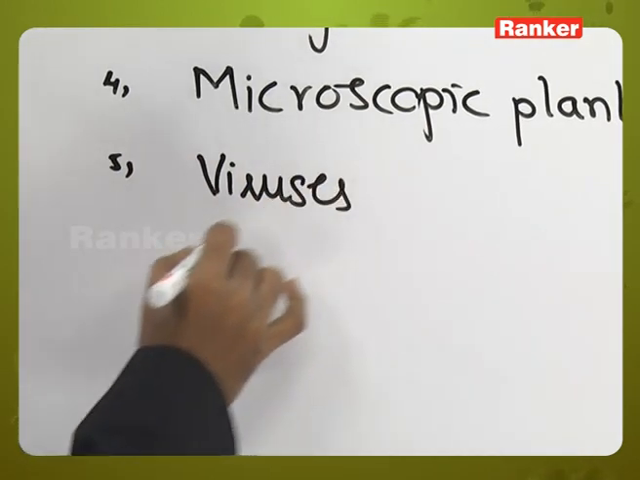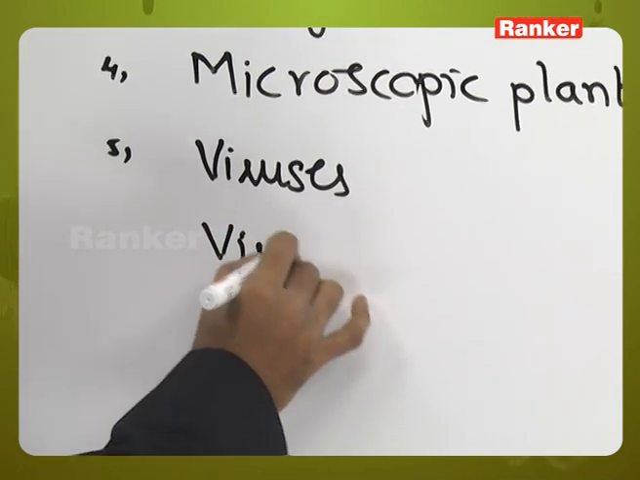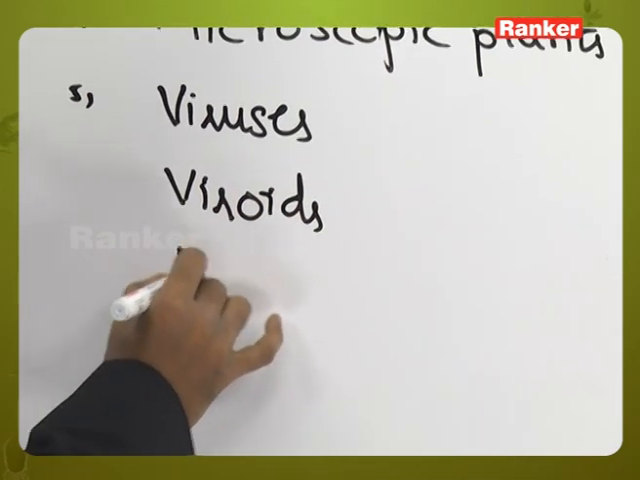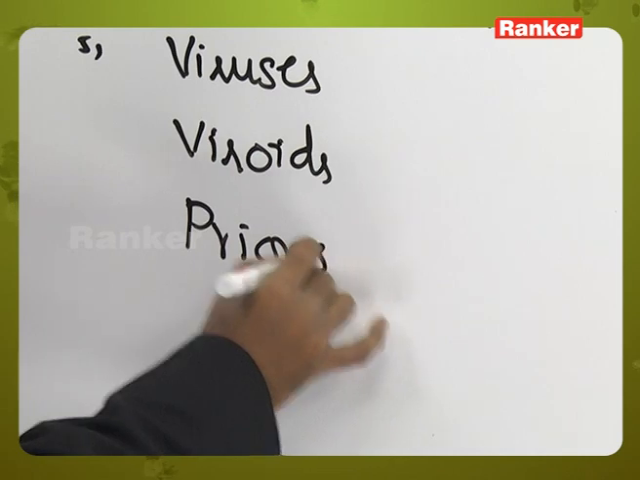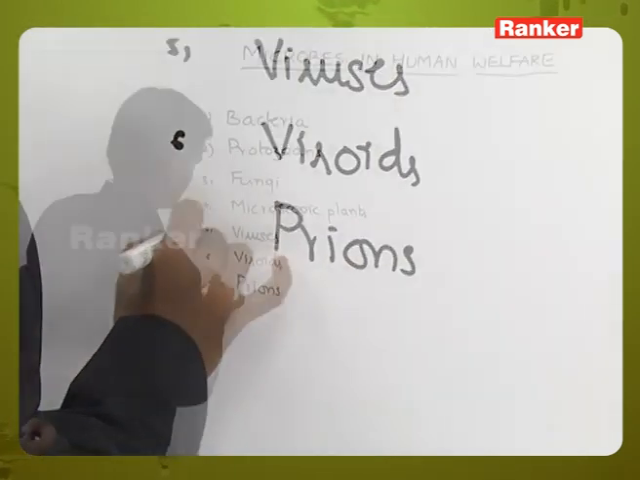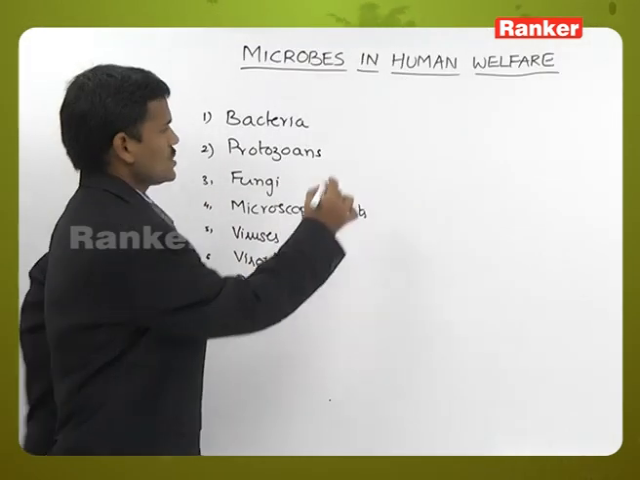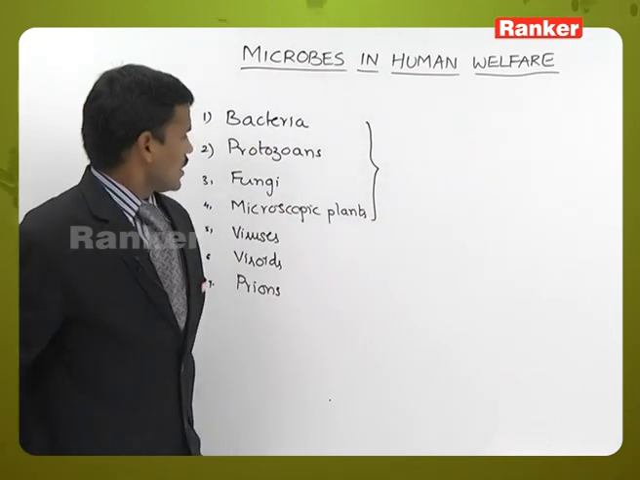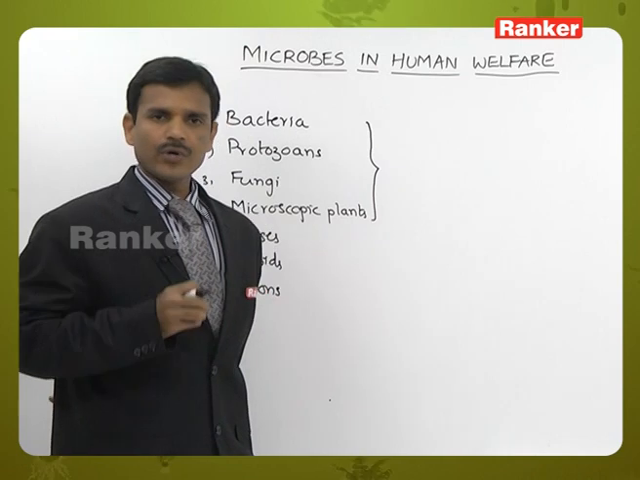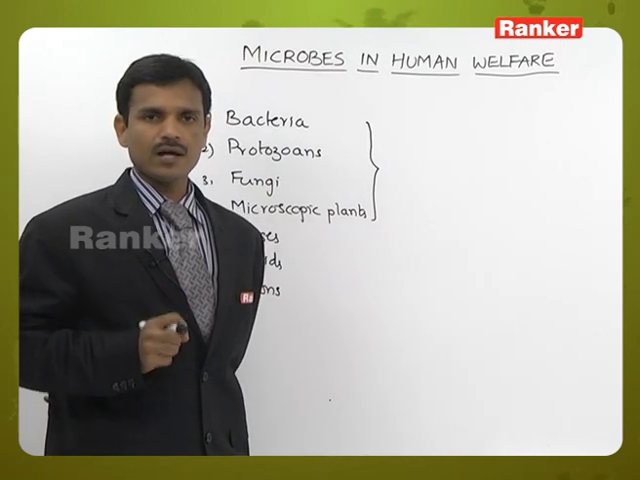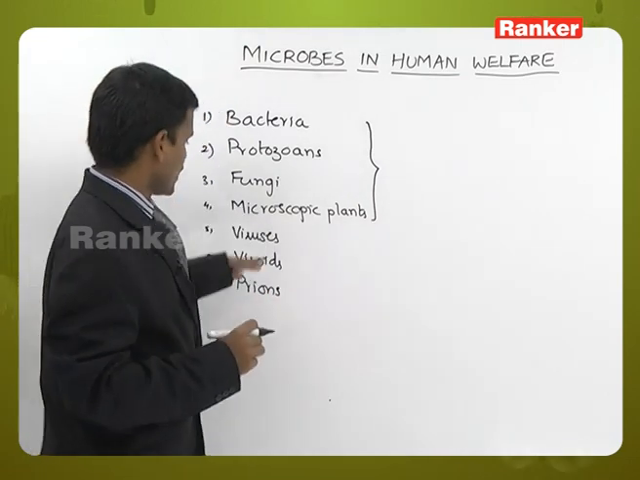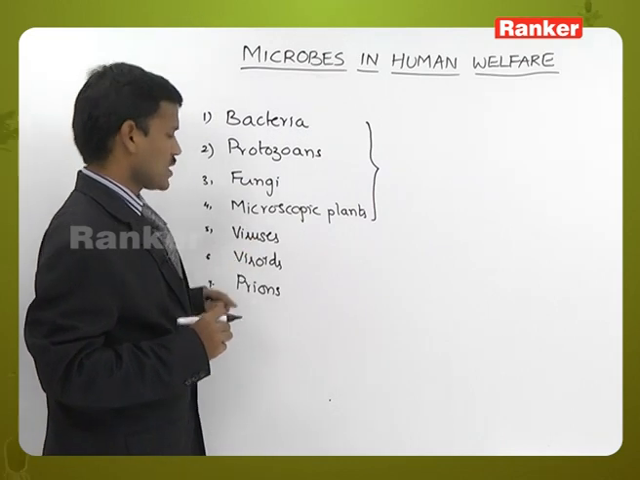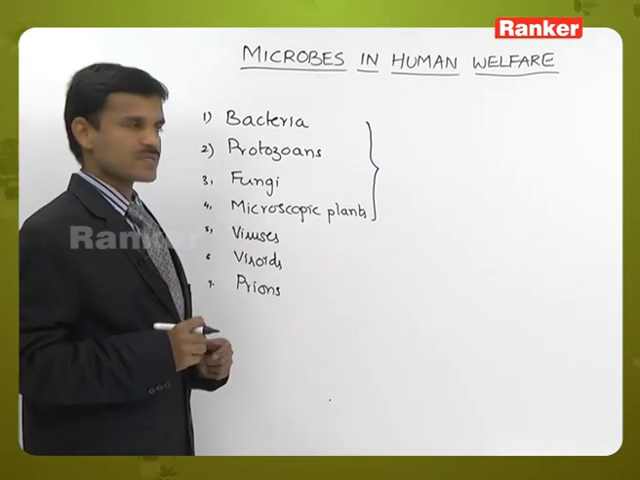Viruses are also here, including these groups: viruses, viroids, prions. All of the first groups are prokaryotes or eukaryotes, cellular organisms, but viruses, viroids, prions are acellular organisms.